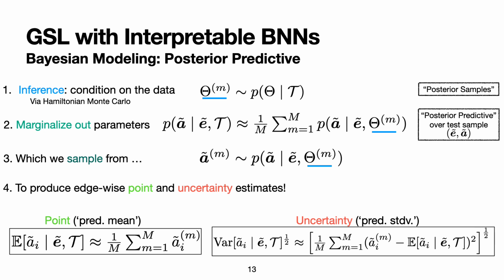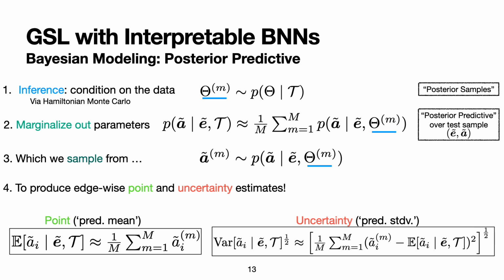Okay, so we have our posterior samples. We're going to marginalize out our parameters over some test sample, so tilde E, tilde A. This is the test Euclidean distance and the test unobserved edges. So we introduce and marginalize out our parameters. This produces our posterior predictive. The way we actually interact with this posterior predictive is by sampling it. And so we have our tilde A to the M, the mth posterior predictive sample, and we use these to produce edgewise point and uncertainty estimates, right? This is what we've been after this whole time.